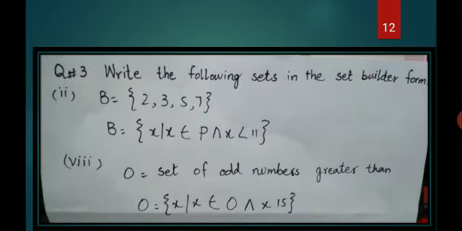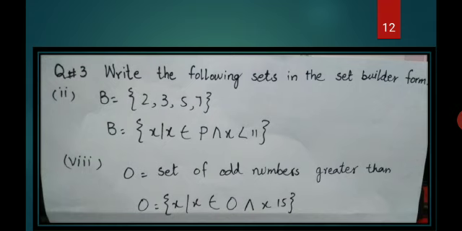Now move to the last question, which is question number 3. Write the following sets in set builder form. These are the questions you have to write in the builder form. Like in question number 2, there are the prime numbers 2, 3, 5, 7. How can you write it in the builder form? You can write it as x such that x belongs to P, prime numbers. These are all prime numbers and less than 11.